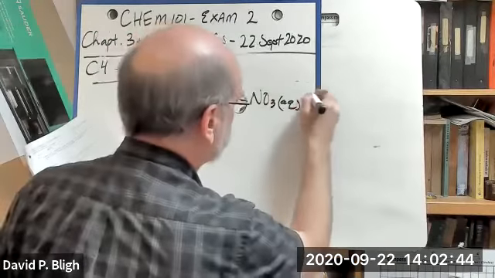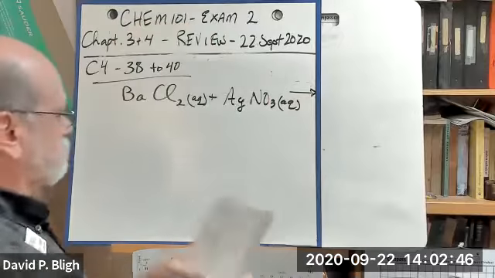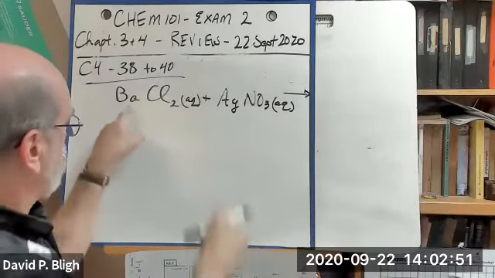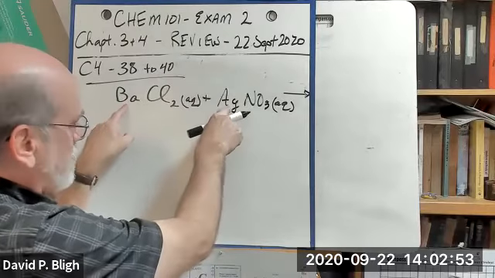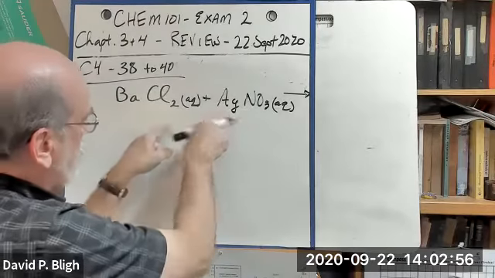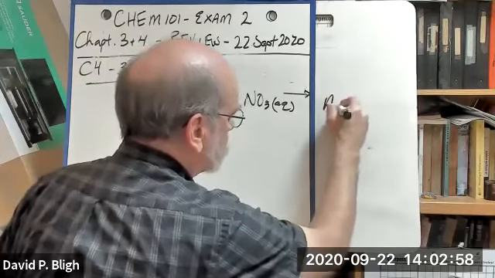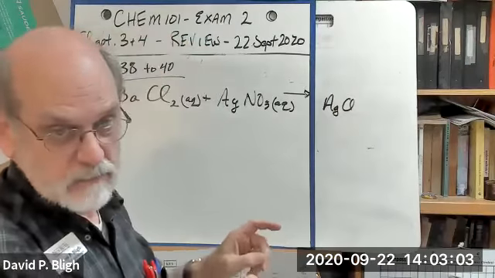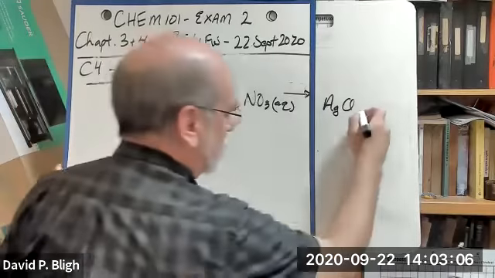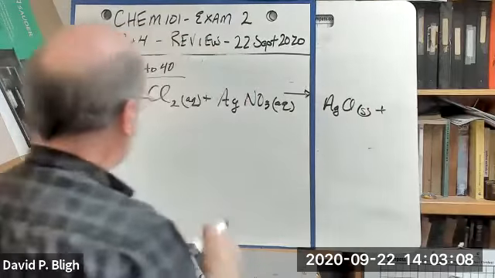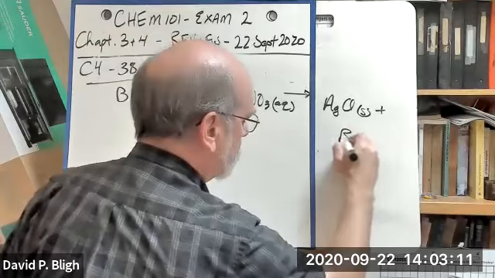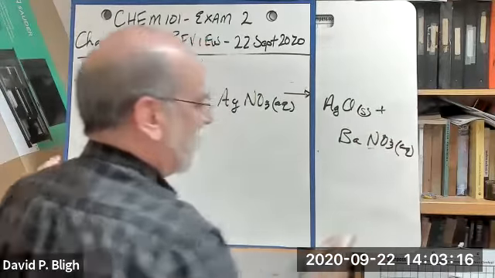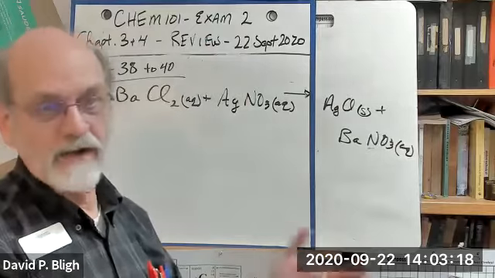Okay, so what do we get from these? Remember the double replacement? If we're going to do a molecular equation, we swap these 2 cations. So silver comes over here to chloride. Silver's 1+, chloride's 1-. And is it soluble? No. Silver chloride is insoluble. And then barium and nitrate. How about that one? Look it up. It's soluble. In fact, all nitrates are soluble.